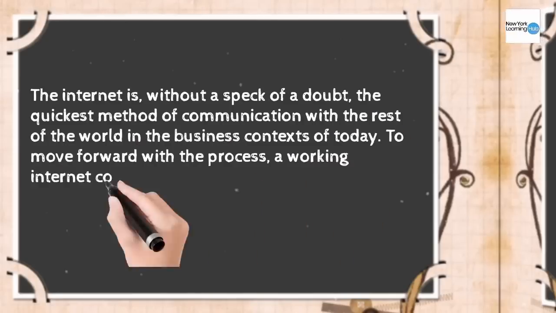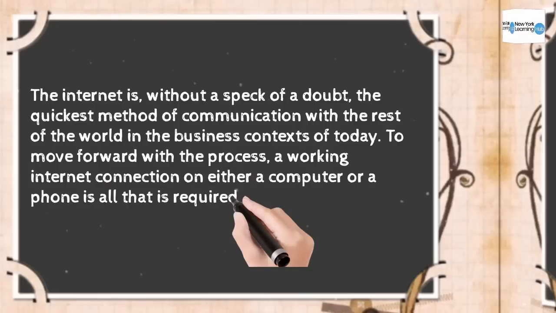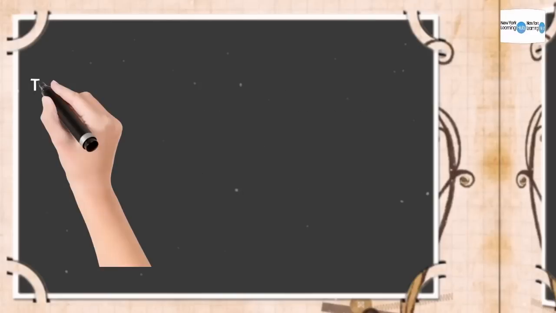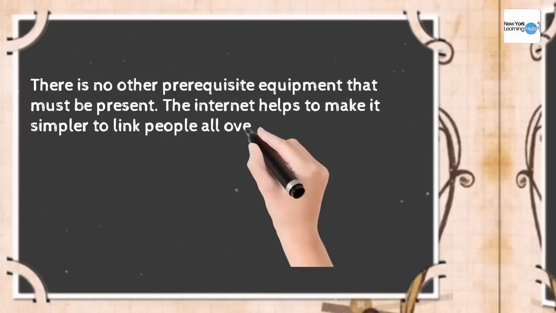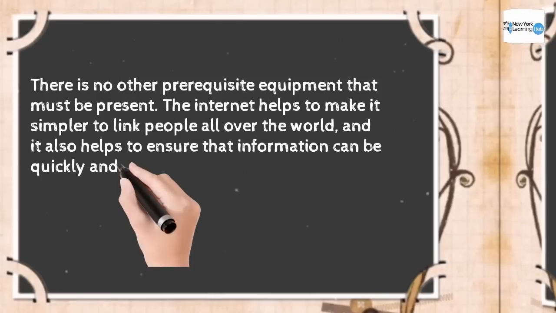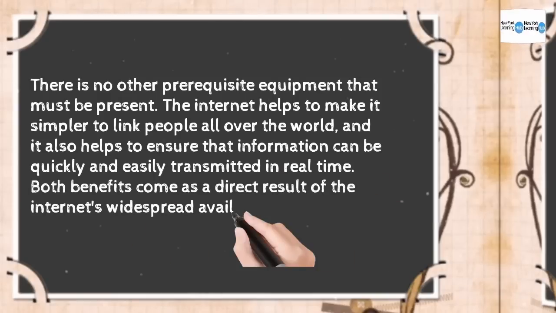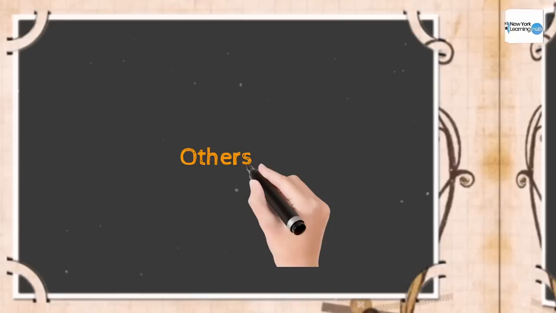To move forward with the process, a working internet connection on either a computer or a phone is all that is required. There is no other prerequisite equipment that must be present. The internet helps to make it simpler to link people all over the world, and it also helps to ensure that information can be quickly and easily transmitted in real time. Both benefits come as a direct result of the internet's widespread availability.